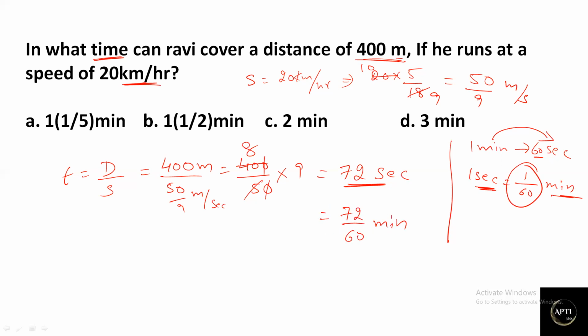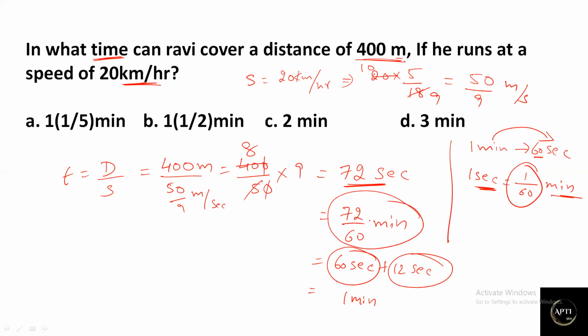Now we'll see how it will cancel here. 72 by 60. Or we can also write it in a very simple way. Rather than doing all these calculations, can I write 72 seconds as 60 seconds plus 12 seconds? This is just for our better understanding of the values. Now 60 seconds means 1 minute. And 12 seconds means we are converting 12 seconds to minutes, which is a basic conversion. Another way to calculate it: 60 seconds means 1 minute, and 12 seconds means 12 by 60. Now it will be very easy for us.